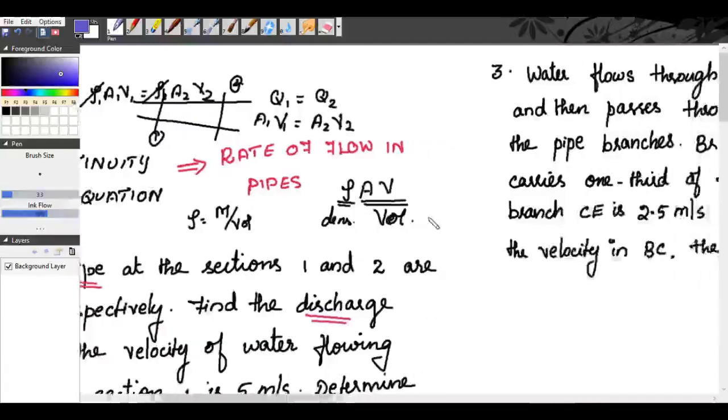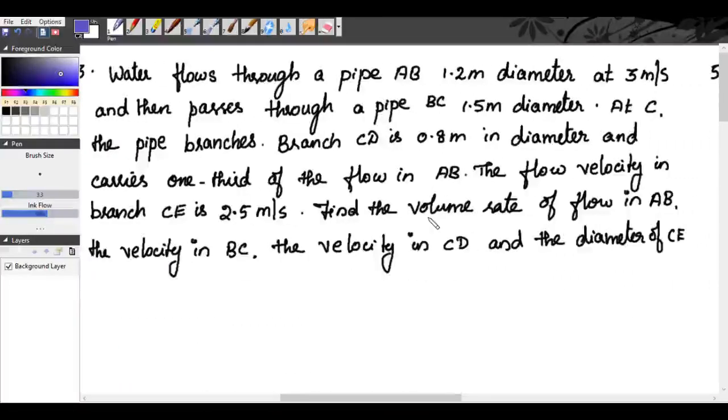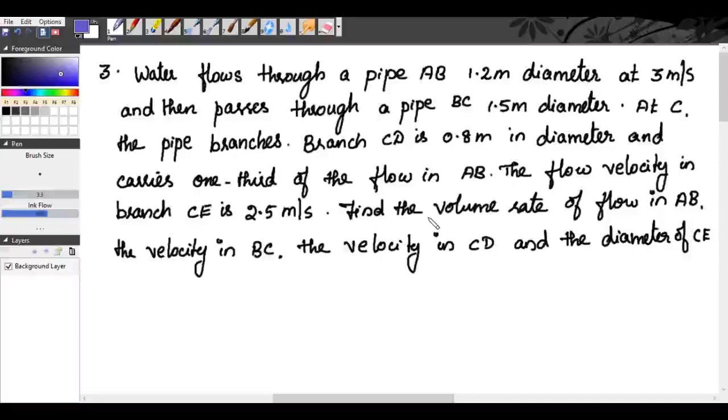Okay, so our third problem is: water flows through a pipe AB of 1.2 meter diameter at 3 meter per second. So for this pipe the velocity is 3 meter per second, and then it passes through a pipe BC of 1.5 meter diameter. So first of all you have one pipe AB.